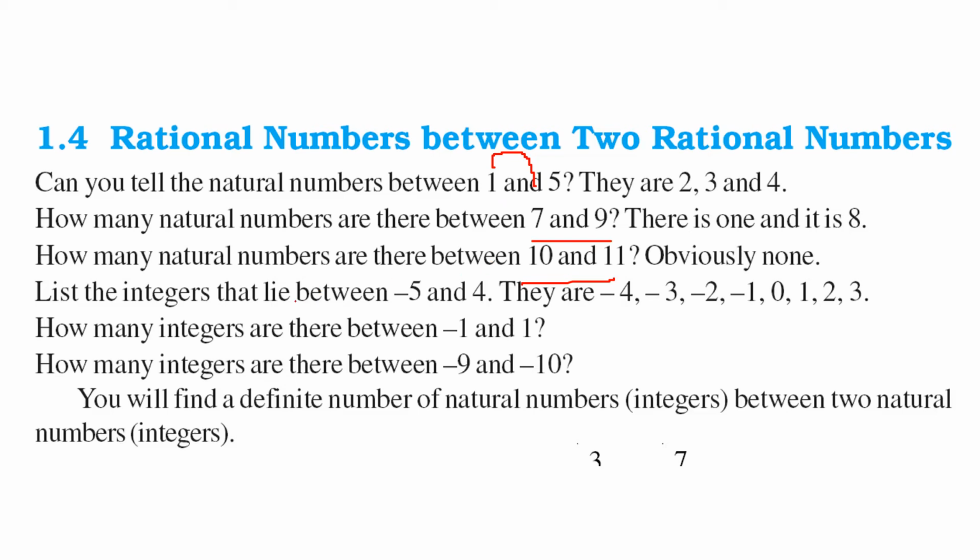So we have to list the integers that will lie between, say, minus 5 and 4. You can easily make a number line, and in this you can show that we have from 0 to 1, 2, 3, and then from here it will be minus 1, minus 2, minus 3. Now the question arises, how many integers are there between minus 1 and 1? Is it 0? How many integers are between minus 9 and minus 10? There are none, because minus 9 and minus 10 do not have any integers between them, right?